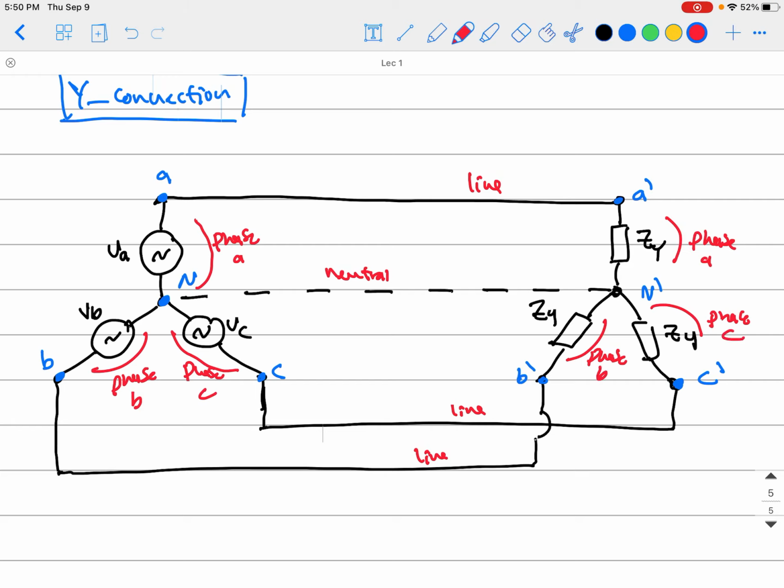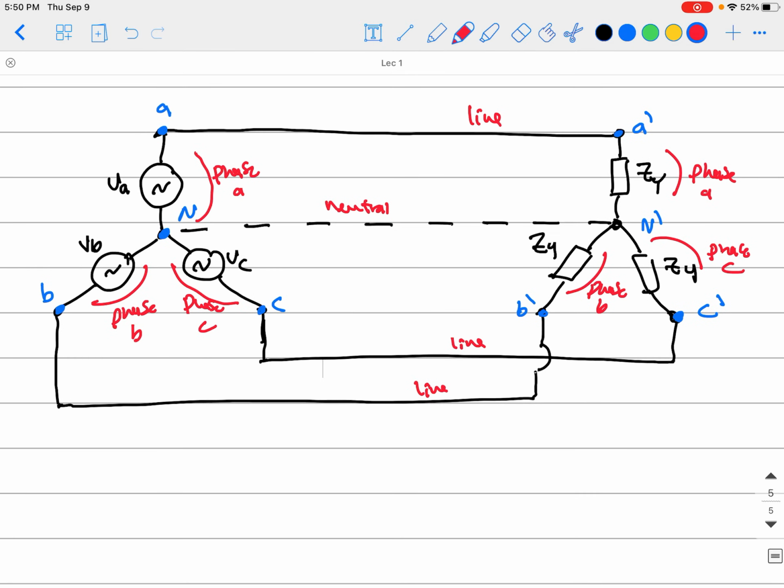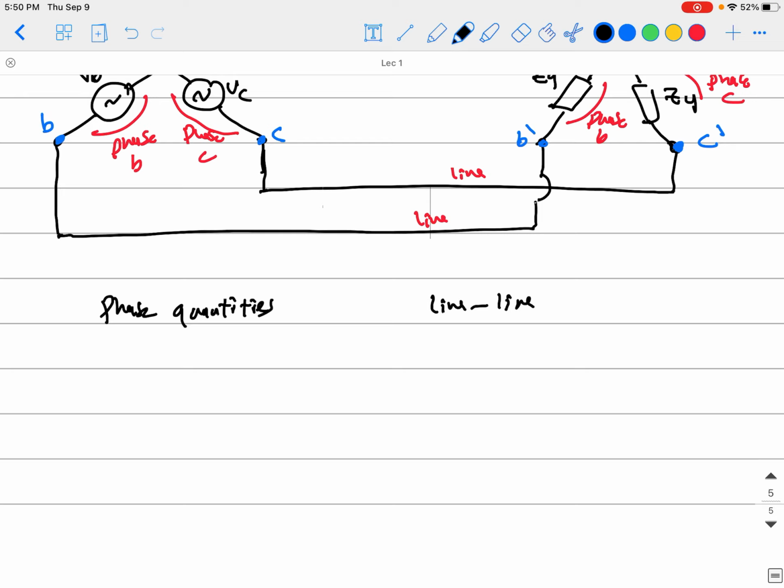Okay guys, so with these connections we will have 2 different values for everything. Okay, so we'll have the phase quantities and the line to line. Let me write it again.